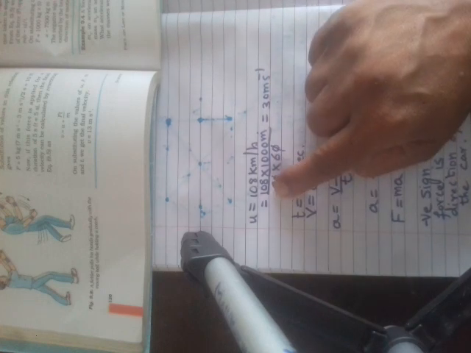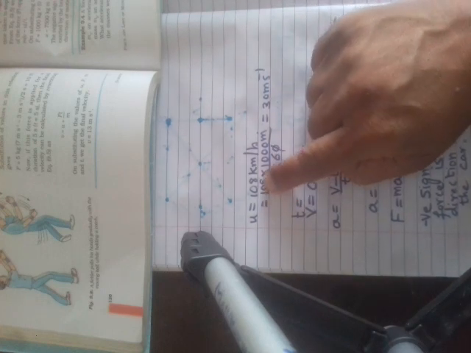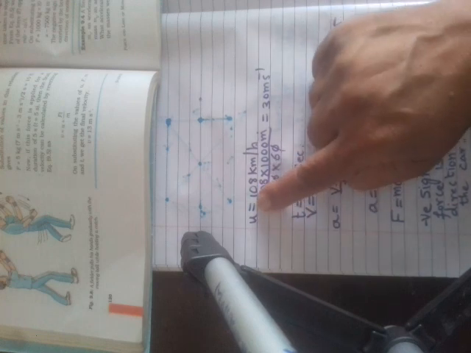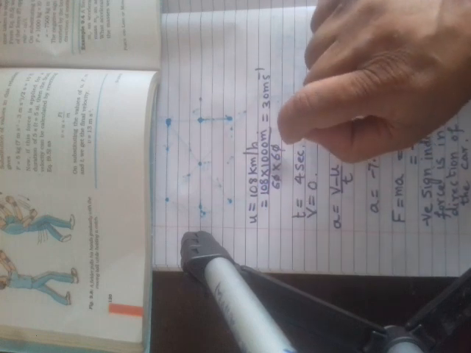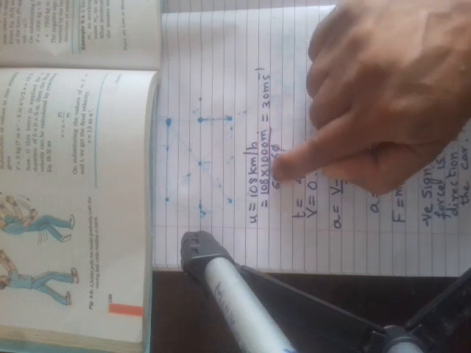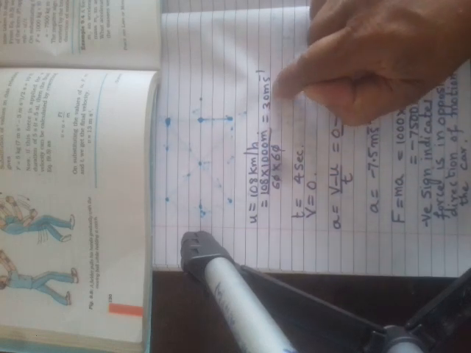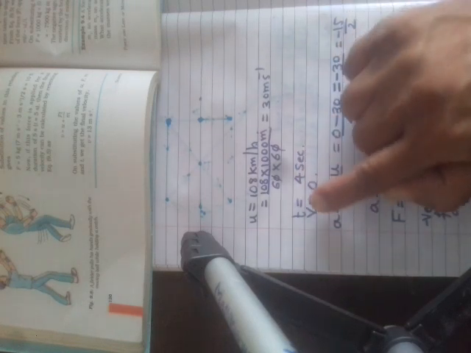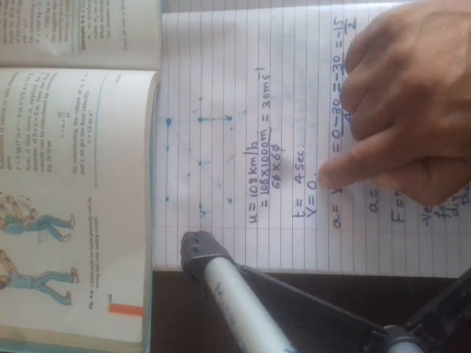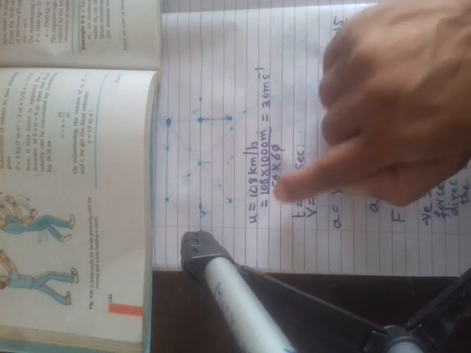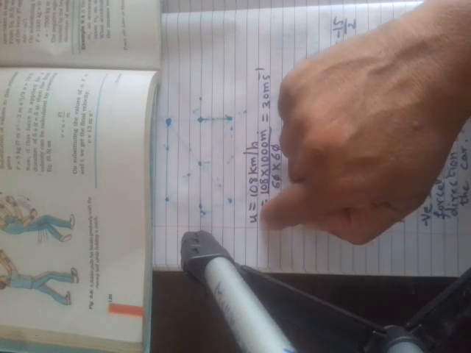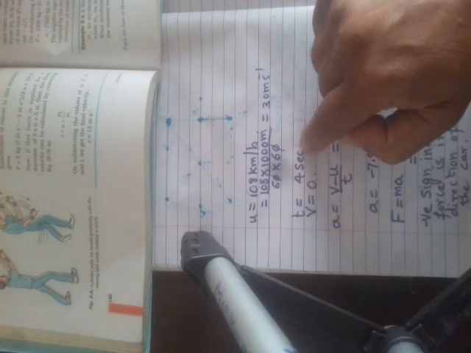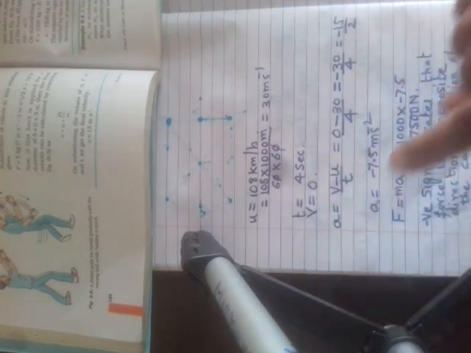You can cancel it. 6 ones are 6, 6 18s are 108. 6 ones are 6, 6 3s are 18. And these two cancel. So 3 10s is 30 meters per second. Okay, and time given is 4 seconds. Final velocity is 0. Initial velocity is indicated by U, final velocity is indicated by V, time by t, which is 4. And you know acceleration.